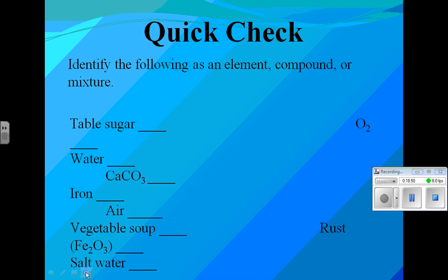So let's do a quick check, and this did not come over to this PowerPoint really nicely for me. Identify the following as an element, compound, or a mixture. I'm going to give you about 30 seconds or so to go through and figure out whether you want to do these as an E, a C, or a mixture. And remember, you do have your periodic tables that you can use.